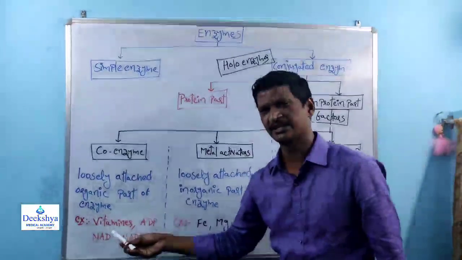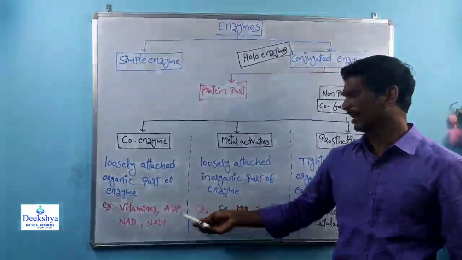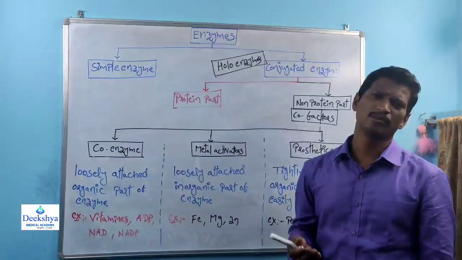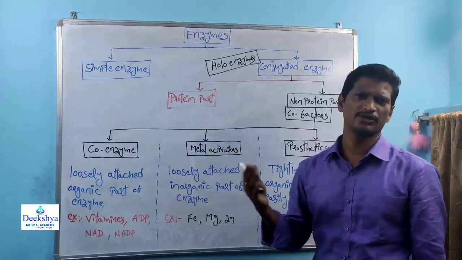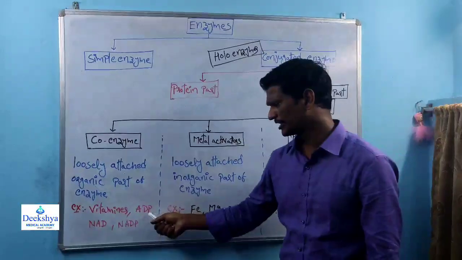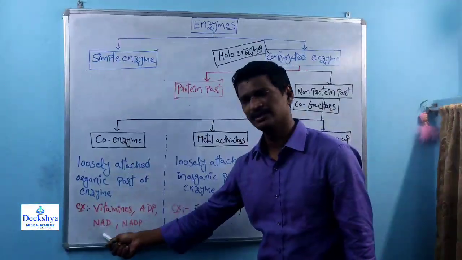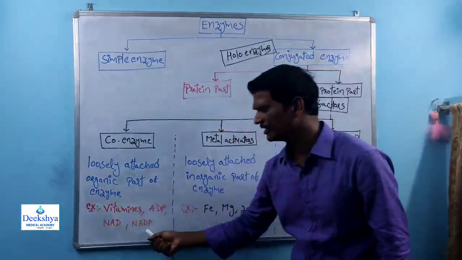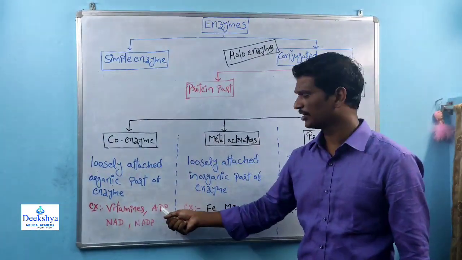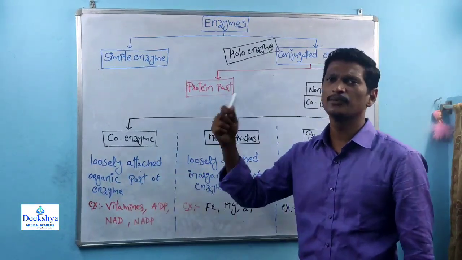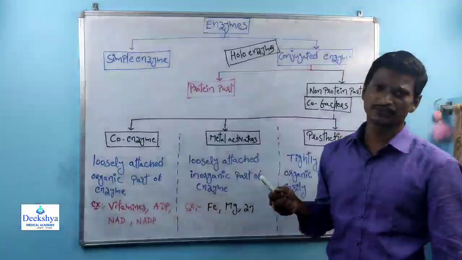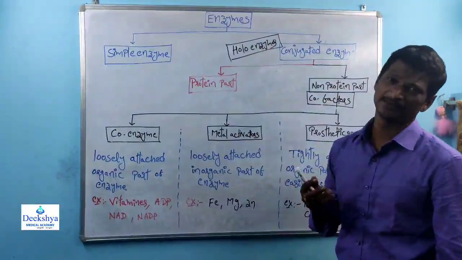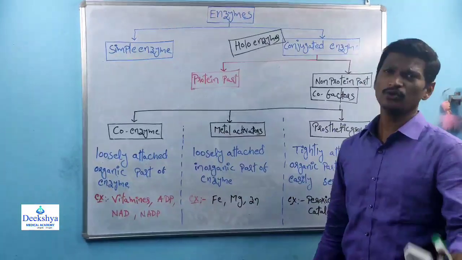Examples are here. Vitamins are the best examples, and ADP is an example. In some reactions, an ADP molecule in the presence of phosphate is converted into ATP. There is also NAD, and in some cases NADP. All these are organic components, but they are loosely attached with the protein part, with the enzyme. That's the reason why these are called coenzymes.